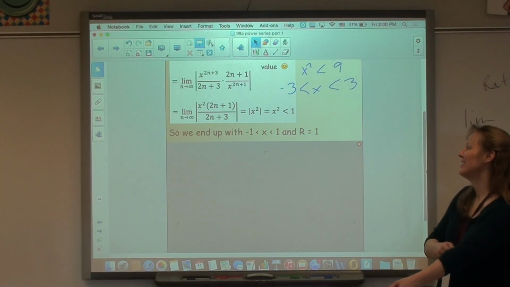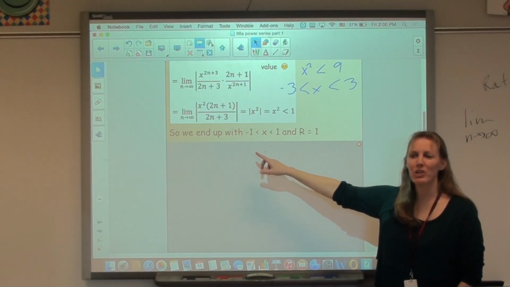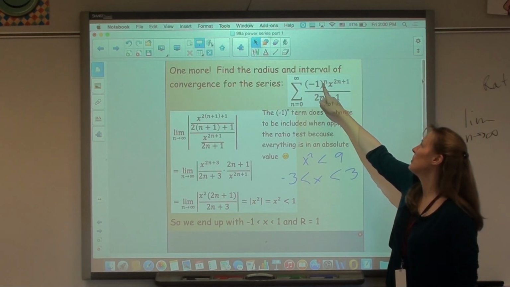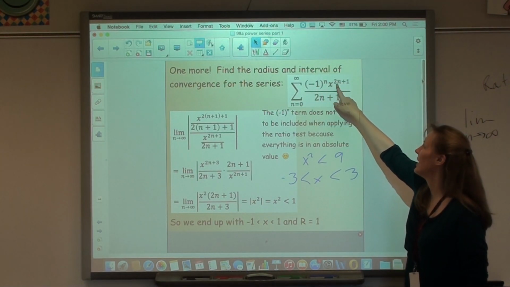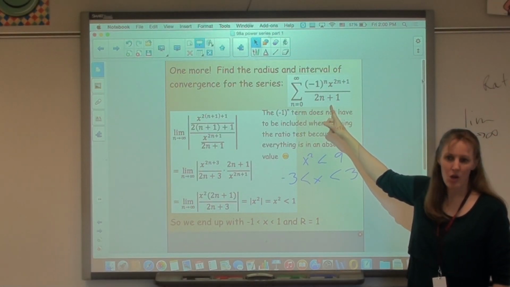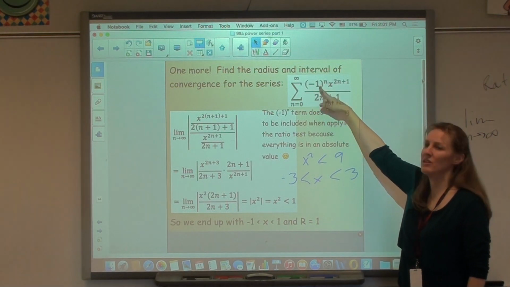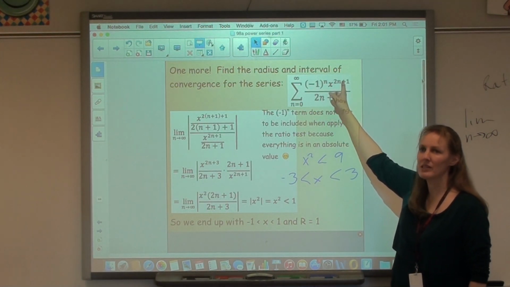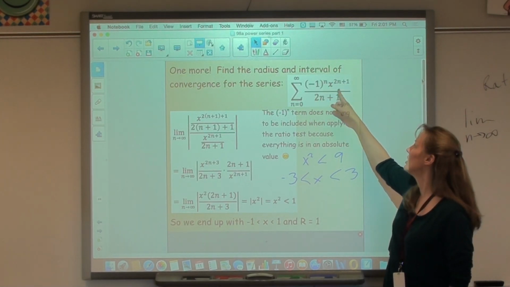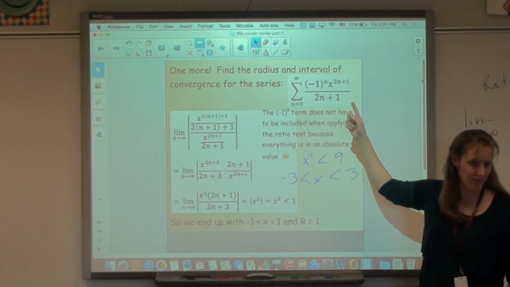Okay, alright, so here we go. When you plug in negative one, you end up with negative 1 to the n times negative 1 to the 2n plus 1, over 2n plus 1. When you have negative 1 to the n times negative 1 to the 2n plus 1, same base, different exponents, when you're multiplying, you add your exponents. So you end up with negative 1 to the 3n plus 1.